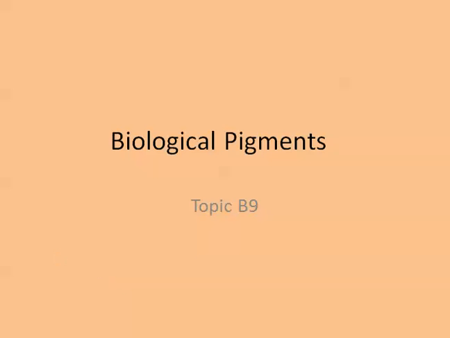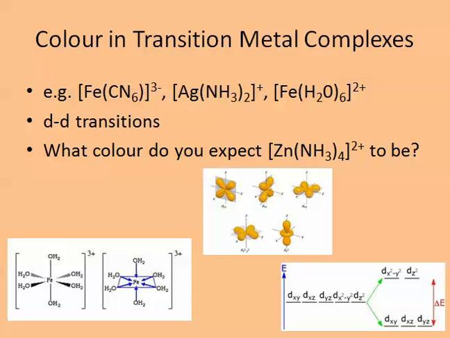Right, topic B9, biological pigments. It's going to look at some biological molecules and maybe try and understand why they're coloured. Previously, the colours that we've met have been in transition metal complexes.